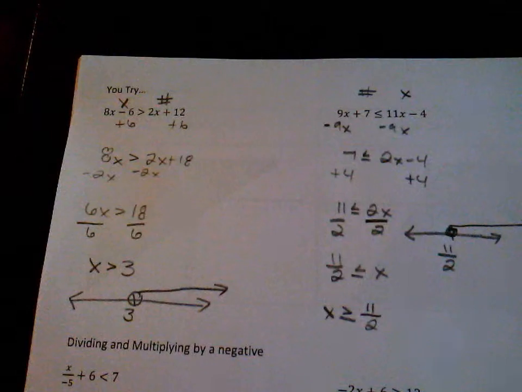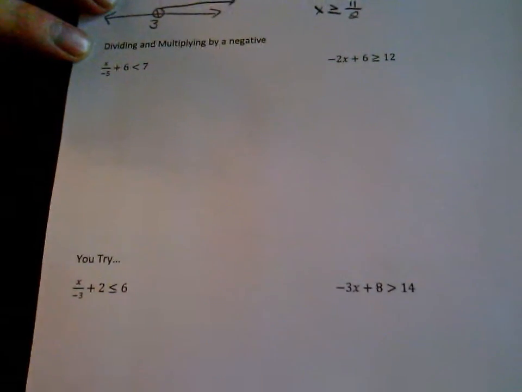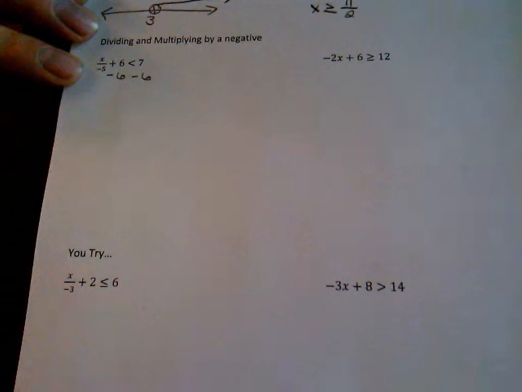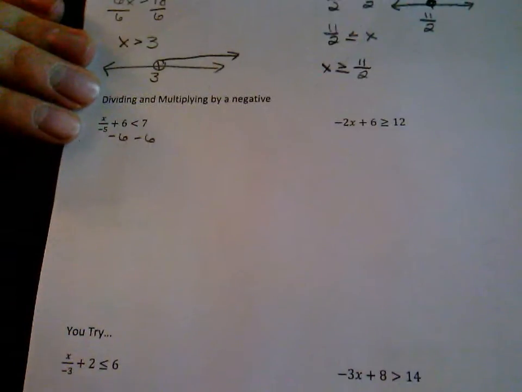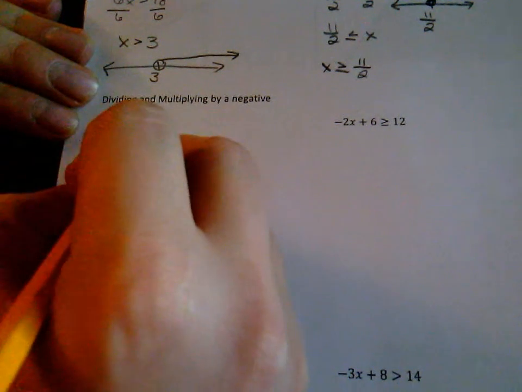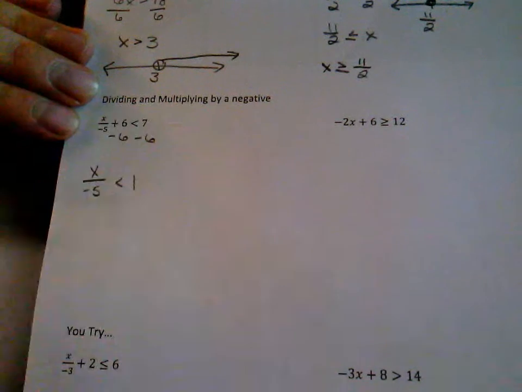Okay. Now, when multiplying and dividing by negative, there's something special you need to know. So first let me show you. If I subtract 6 from both sides, that would be our first step on this one. You would get x over negative 5 is less than 1.